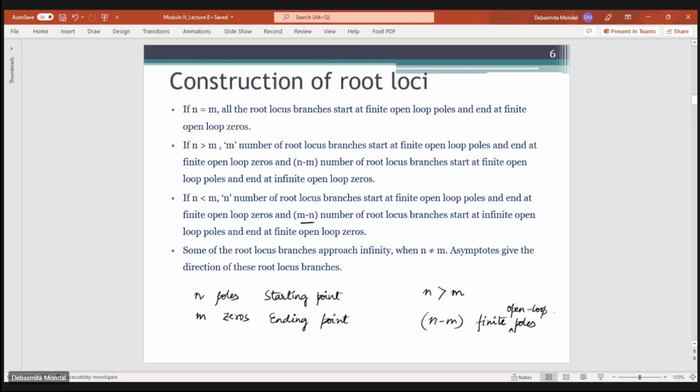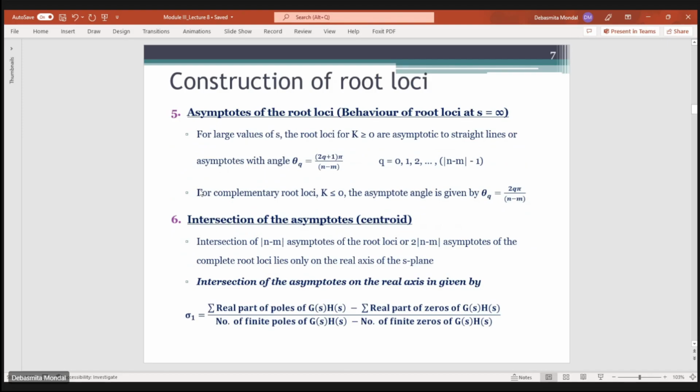How these root locus branches approach infinity or come from infinity is given by the asymptotes. You can say that asymptotes give the direction of these root locus branches. So when the number of poles and zeros are not the same, these asymptotes give you the direction of those branches. Now we'll find out what the asymptotes of the root locus are.